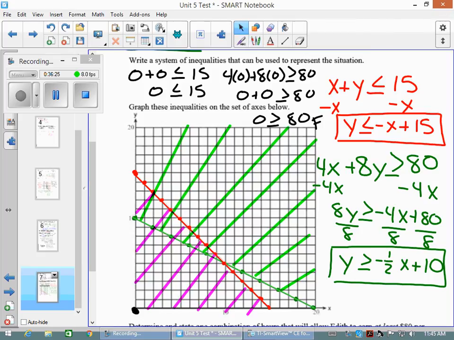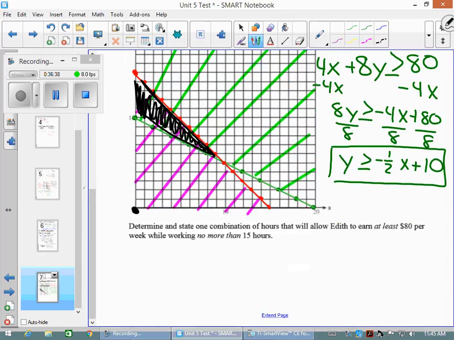Now, there was a follow-up question. They wanted you to determine and state one combination of hours that will allow her to earn at least $80 per week while working no more than 15 hours. So we want to satisfy both these inequalities. So to answer this, we could have picked any point that is within this solution set. So I'm going to pick this point right here. Let's go over 2, and up 1, 2, 3, 4, 5, 6, 7, 8, 9, 10, 11. I know that's definitely in there, so I'm going to pick the point 2, 11. If you wanted to, you could plug that into both inequalities and make sure that that does work.